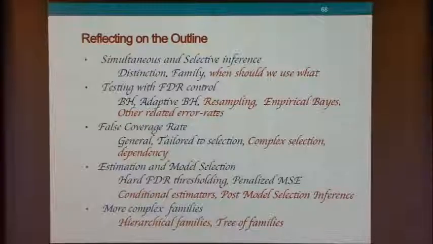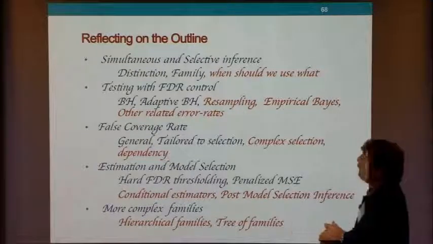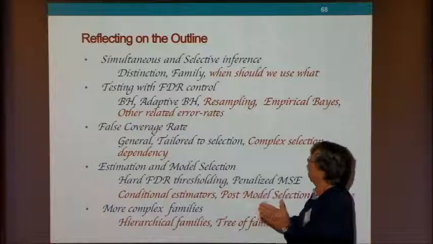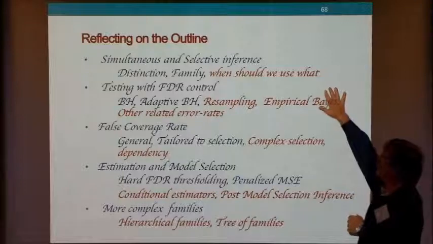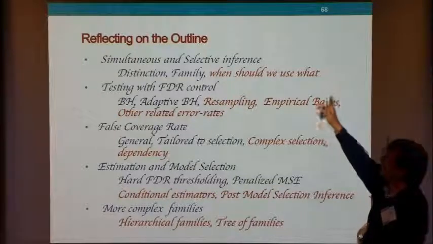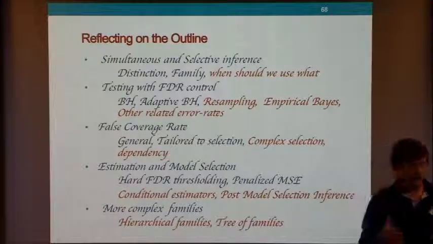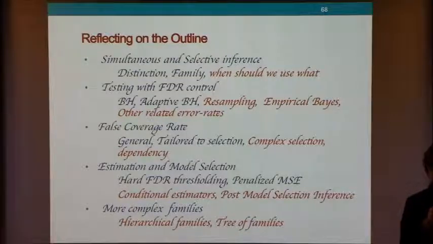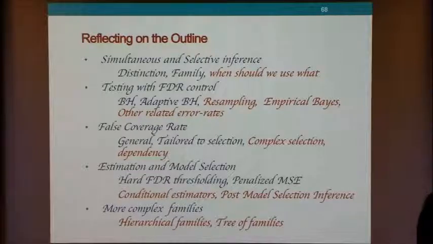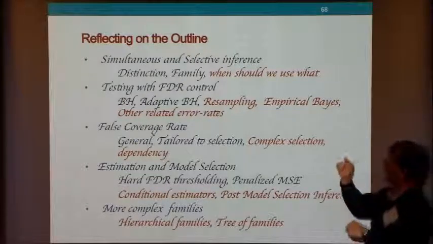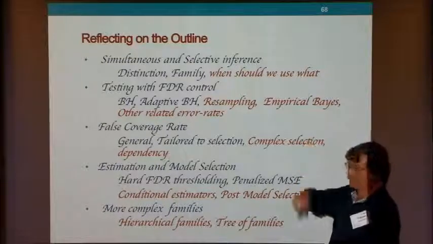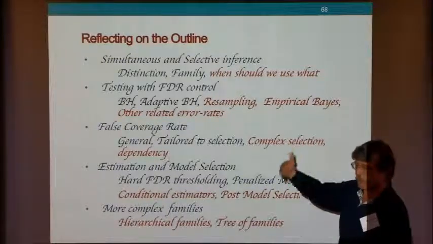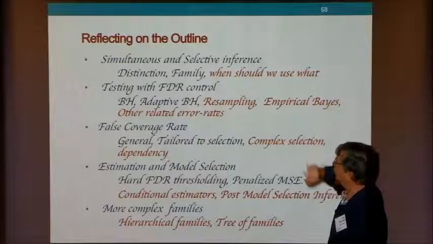Okay, so let me finish by reflecting on the outline. I talked about simultaneous and selective inference, making the distinction, talking about the family. I hardly talked about when we should use simultaneous or selective, nor did I talk about the many other error rates that are being explored in between, like the probability that the false discovery proportion will be bigger than 0.05 will be bigger than 0.95. And things somewhat more complicated on that level. I didn't talk about that.